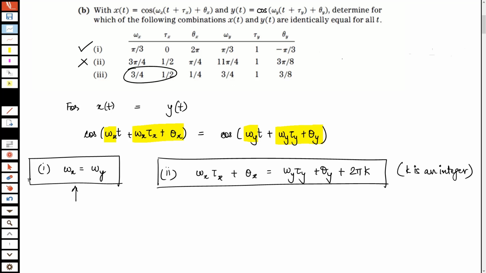Omega x tau x, 3 by 4 into 1 by 2, plus theta x, 1 by 4. Let's see if it's equal to 3 by 4 times 1 plus 3 by 8 plus 2 pi k. We notice that this is 3 by 8 plus 1 by 4, and this is 3 by 4 plus 3 by 8. These are not equal even for k equal to 0. Right? For k equal to 1 and other integers, it's obviously not possible. So the third case is also a no.